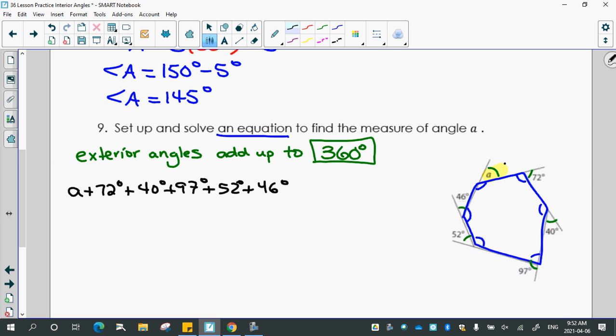So there's 1, 2, 3, 4, 5, 6 exterior angles. Make sure you have 6 angles here. And they add up to 360 because they're exterior. Okay, they're on the other side. Exterior. And then all of these are like, so I can add them all together.